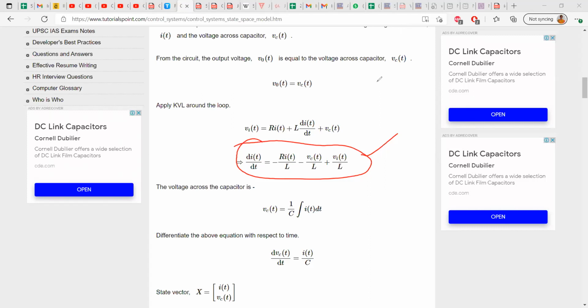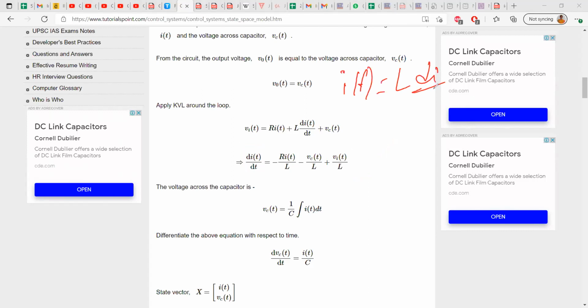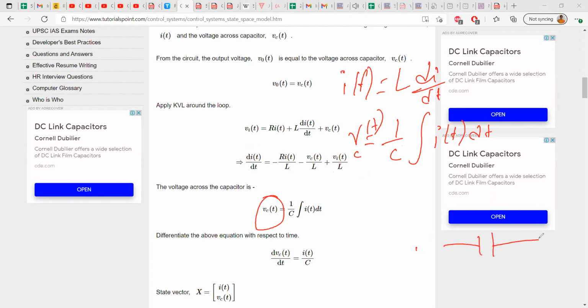What is the formula for voltage across the capacitor? Current is L dI by dt. Okay. What is the formula for voltage across the capacitor? Vc of t. You remember, right? Voltage across the capacitor. Yes, sir. Vc equal to 1 by C integral I dt.